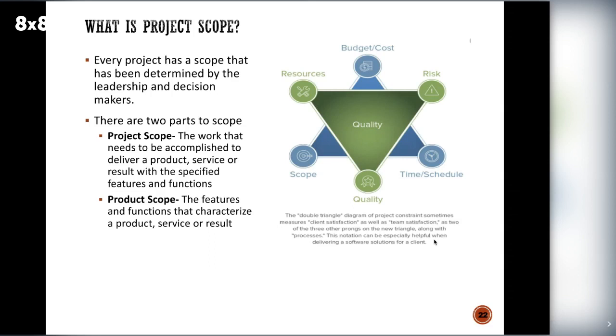Now, guys, what is the difference between project scope and the product scope? So the difference is that project scope is the work that needs to be accomplished. This is the work that needs to be delivered, the product that needs to be delivered to the customers. While the product scope is the features, the functionality that the product must have. That's the difference, guys. Okay?